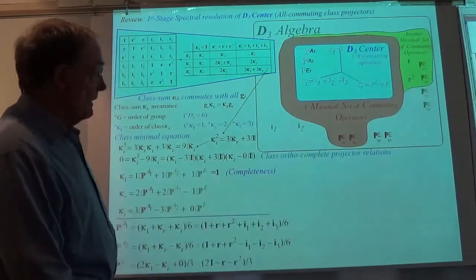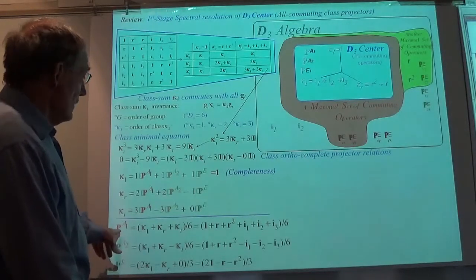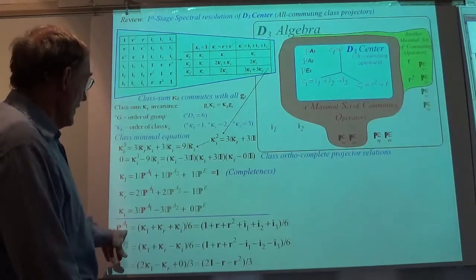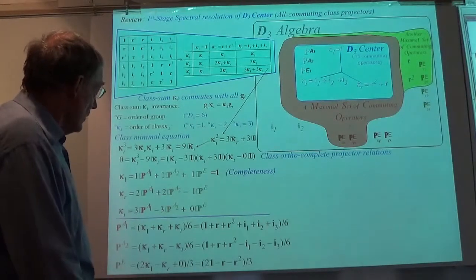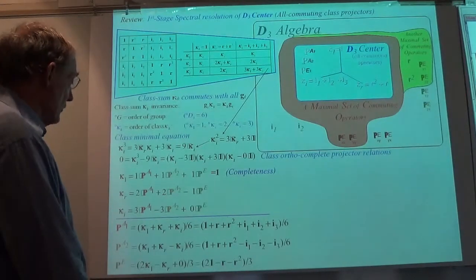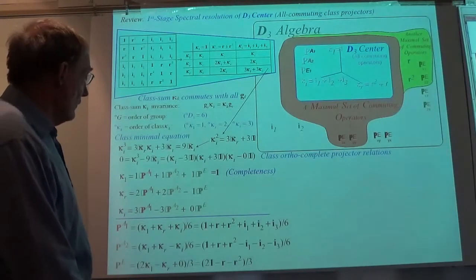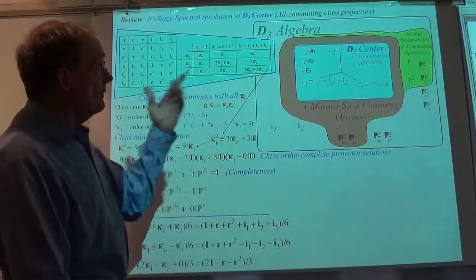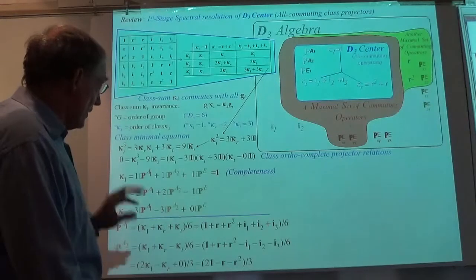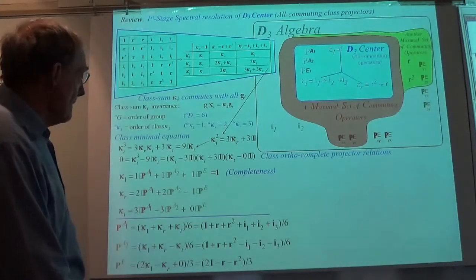And of course you have to multiply that out to get it. But you can very easily invert that, and here are all the commuting projectors expressed in terms of all the commuting class elements of the center. So this is a spectral resolution of the center of the group algebra.